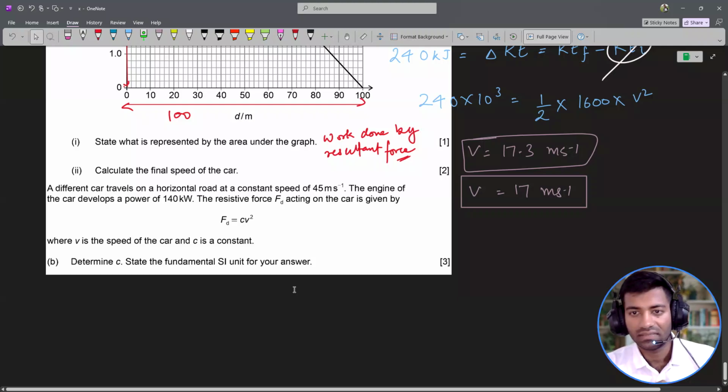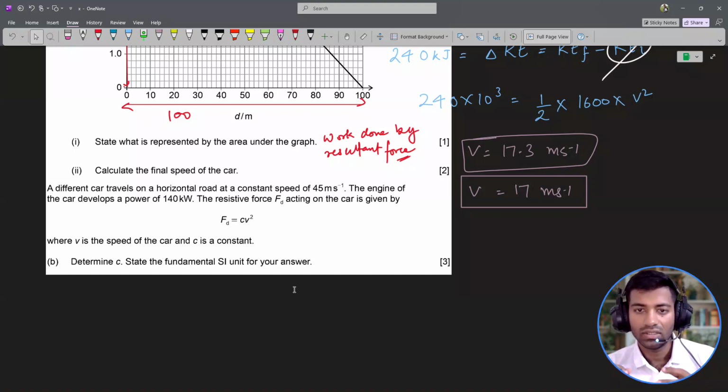A different car travels on a horizontal road at a constant speed of 45 meters per second. The engine of the car develops 140 kilowatts of power. The resistive force FD acting on the car is given by CV square, where V is the speed and C is a constant. Determine C. State the fundamental SI unit for your answer.